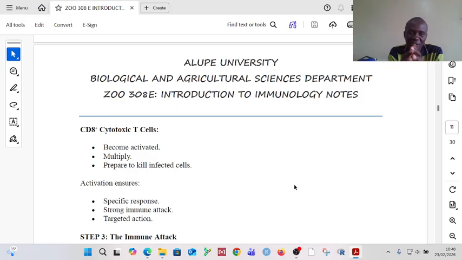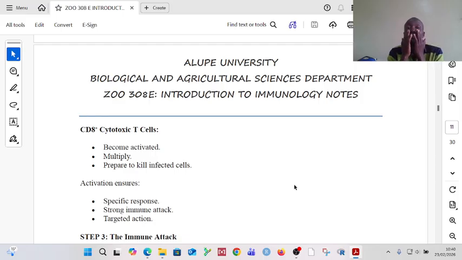Tuliona activation, recognition is only possible when the T cell has been activated. Okay? How does it recognize? How is the activation? When the antigen imeshikana na the correct MHC. Specific. Particular antigen, correct MHC. Very specific. So activation will ensure that the response is very specific.